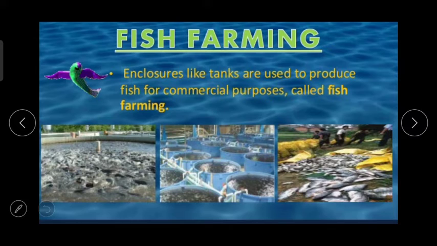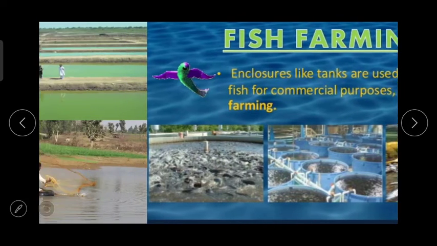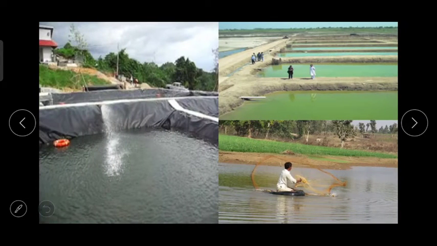Nowadays, in poultry also, in beekeeping or in pisciculture, scientific methods are being used, क्योंकि लोग भी उतने अवेयर हो गए और प्रोडक्ट भी उतना अच्छा होना चाहिए, कमर्शियली रिजल्ट भी अच्छे आने चाहिए, तो ये सारी चीज़ें साइंटिफिकली की जा रही है. Enclosures like tanks are used to produce fish for commercial purposes called fish farming. Fishing in open seas has a number of risk factors, and which one is not easy for all.